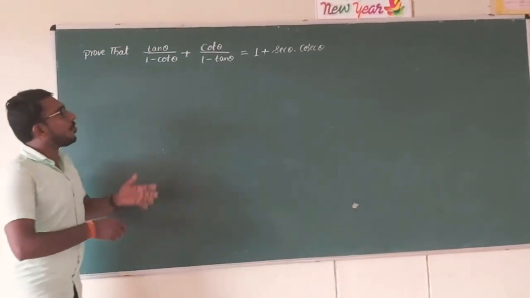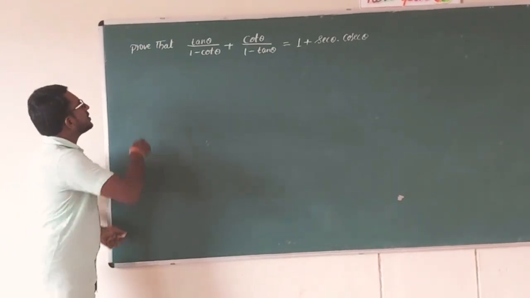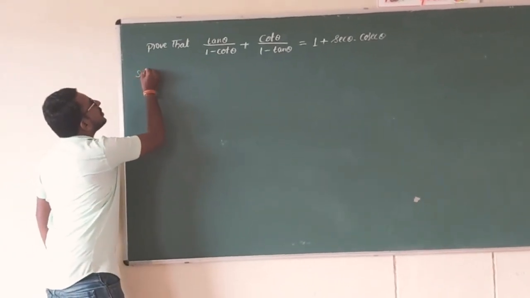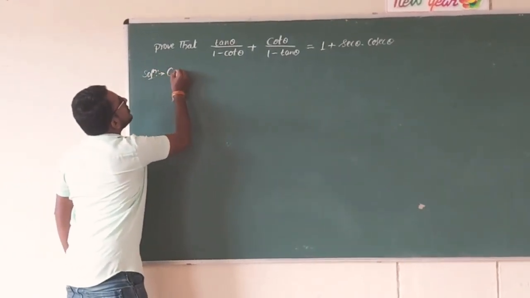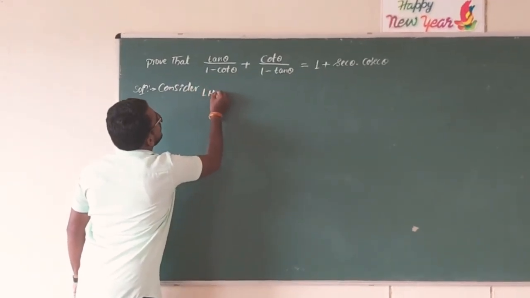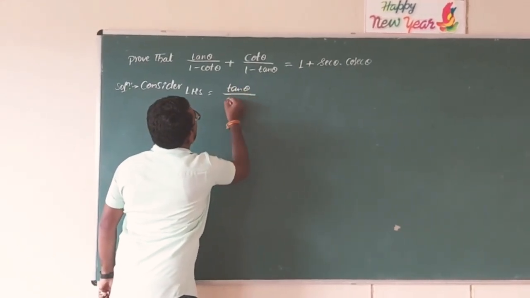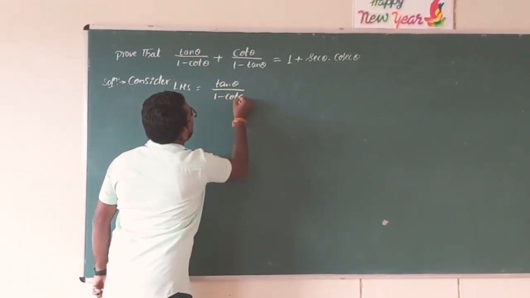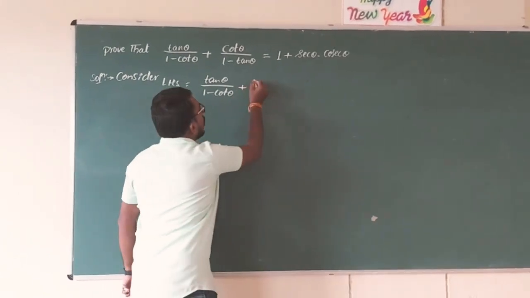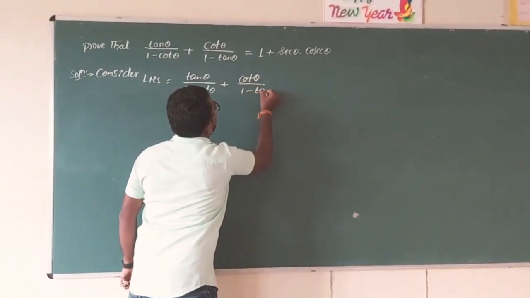Here we already know how to solve, isn't it? The proving technique we already know. So let us consider the LHS. LHS is equal to tan theta divided by 1 minus cot theta plus cot theta divided by 1 minus tan theta.